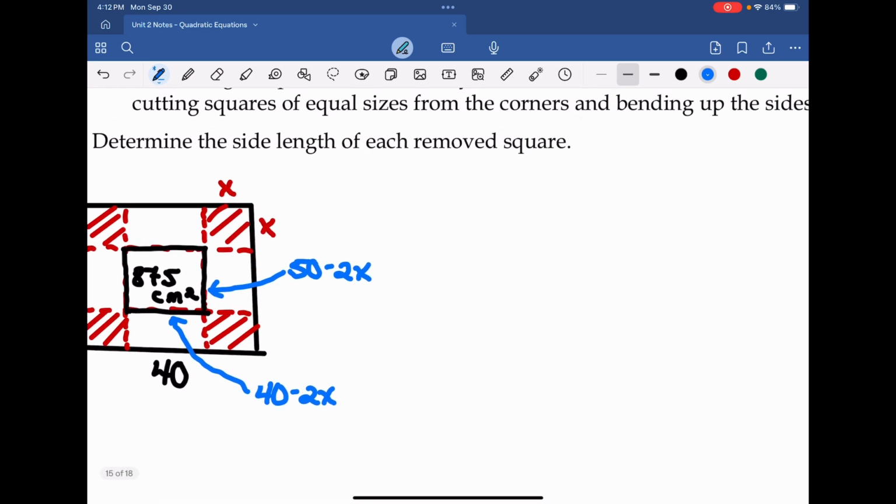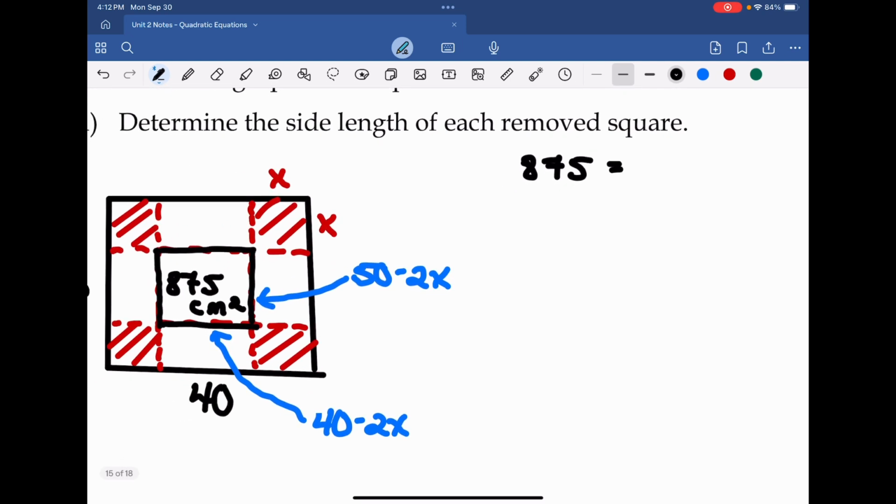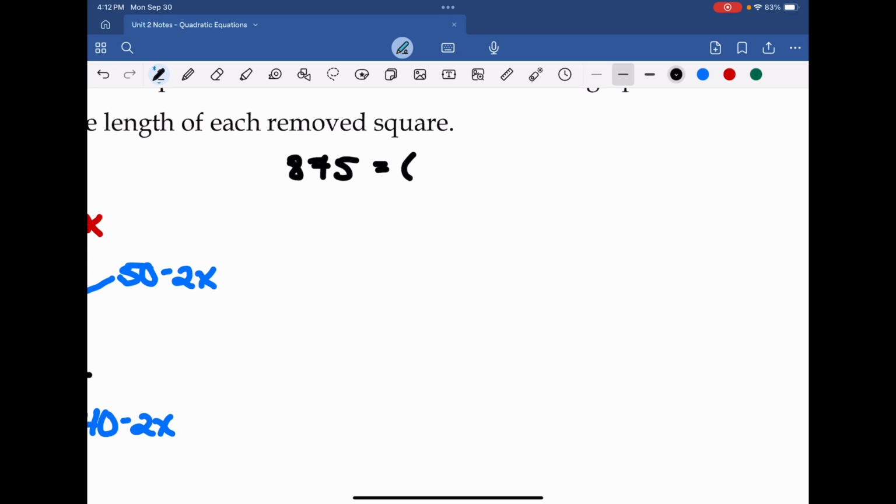So now what we need to do is generate an equation that puts this all together. Our base value, or the area of the base, is 875, and let's make sure I put it as 875, not 857. 875 is equal to the area, so we multiply these two dimensions in blue. It's the length times the width. So 40 minus 2x times 50 minus 2x. It really doesn't matter which one you put first either, so just be aware of that.